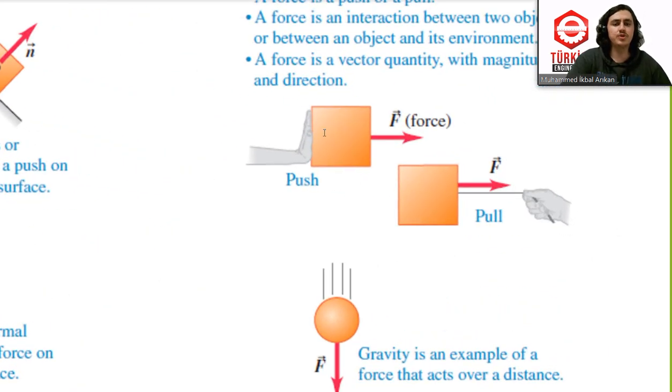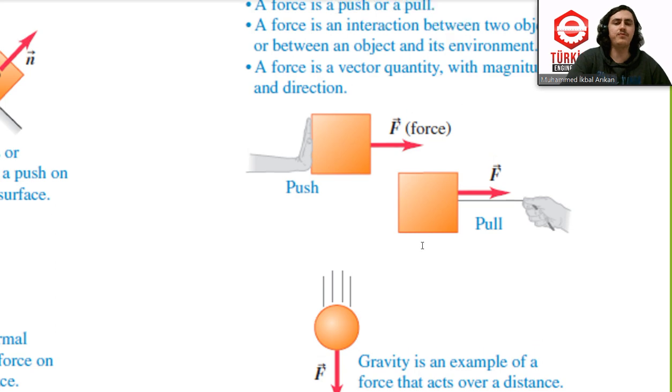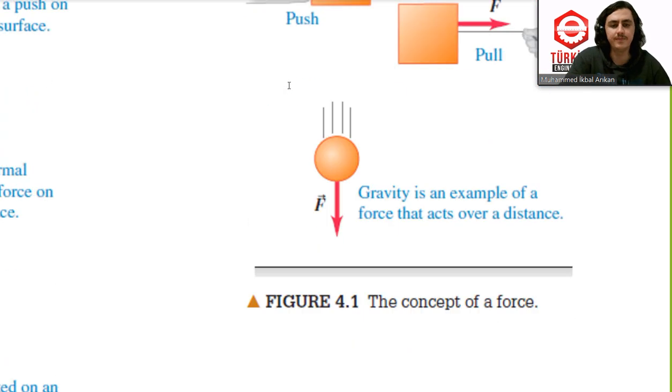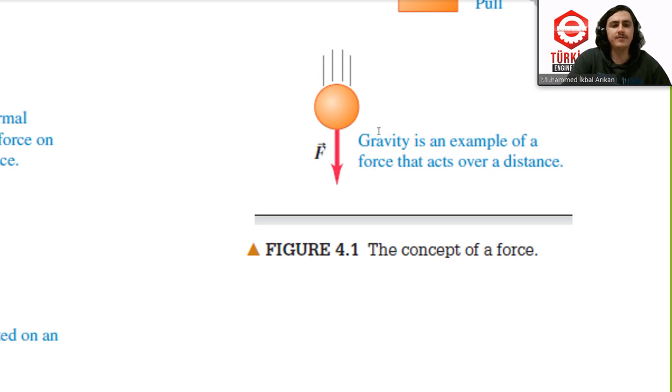So this is a push and this is a pull, 2 types of forces. The force will be just a push or a pull. And this is gravity, which acts on a free-falling object, so it is falling down with a force, and this force is its weight.